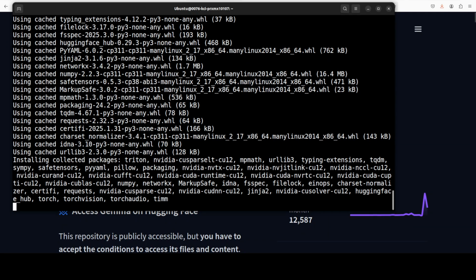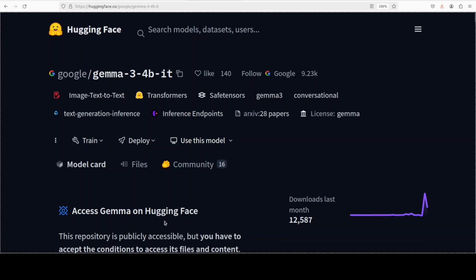So let's wait for this to get installed and then we will move forward. And maybe meanwhile, if you're following along, you can just simply go and accept the terms and conditions on this model because it's a gated model, and then grab your read token from your Hugging Face profile because we would also need to log in to Hugging Face in order to download the model.